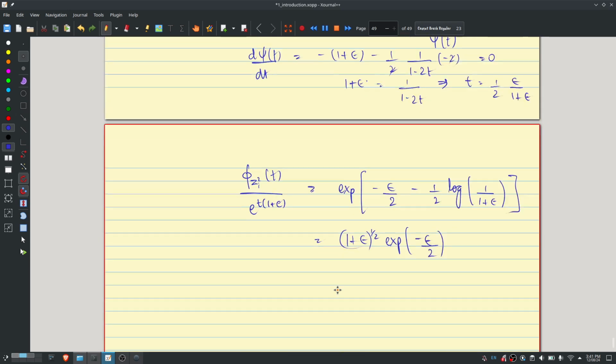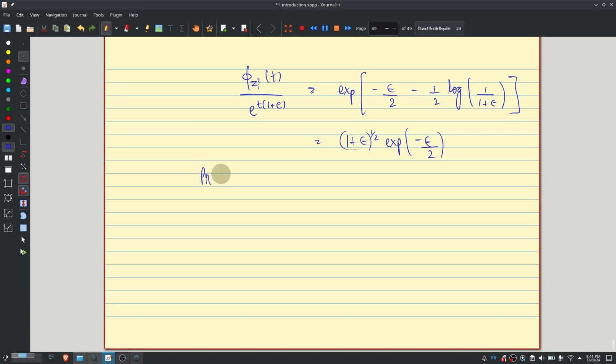Okay, so if I plug this back in, I get the probability that 2 norm square of z is greater than or equal to 1 plus epsilon times n is less than or equal to 1 over square root 1 plus epsilon, e raised to minus n epsilon, right?